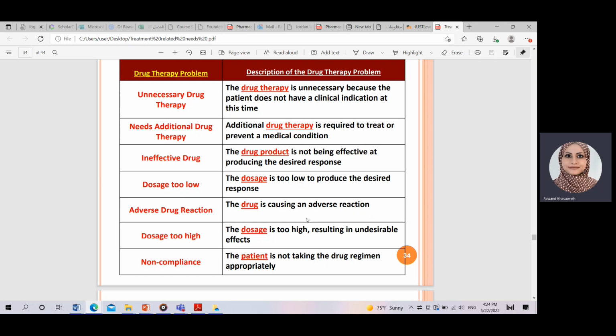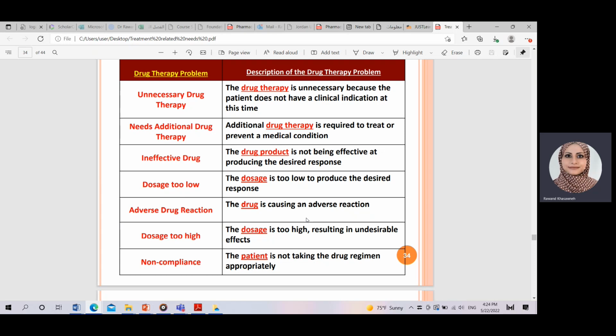Now the next category is dosage that is too high. The dosage is too high, resulting in undesirable effects. Doses that are too high, or dosing frequency that is too short, or the duration of therapy is too long, or drug interactions that resulted in toxic levels of the used medication, or dose that was given or increased too quickly. In the last category, non-compliance, the patient is not taking the drug regimen appropriately.